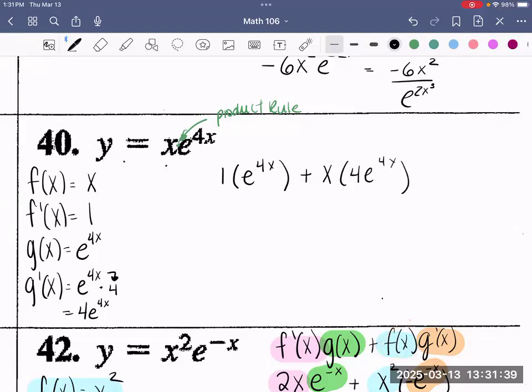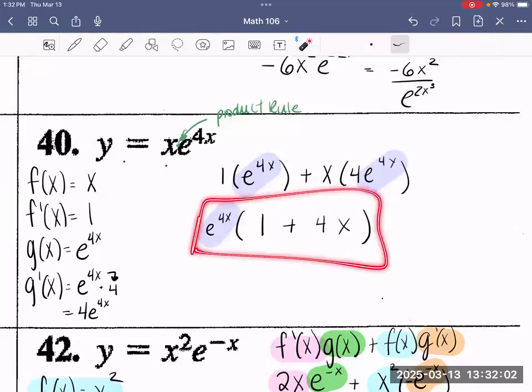Now, some teachers might have you stop here, but for me, I have mine simplify a little bit further. So I'm going to highlight what they have in common, which is this e to the 4x. So I'm going to take it out of the mix. And whatever I didn't highlight will come on the inside of your parentheses. So this would be 1 plus 4x, and that would be the simplified form of this derivative.